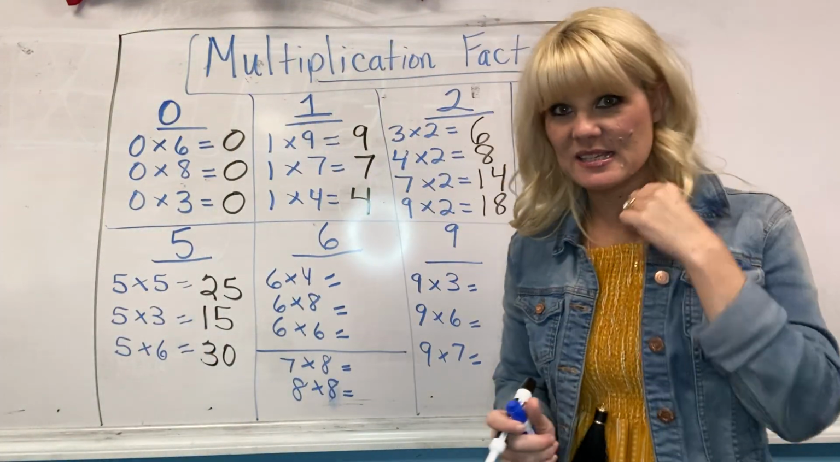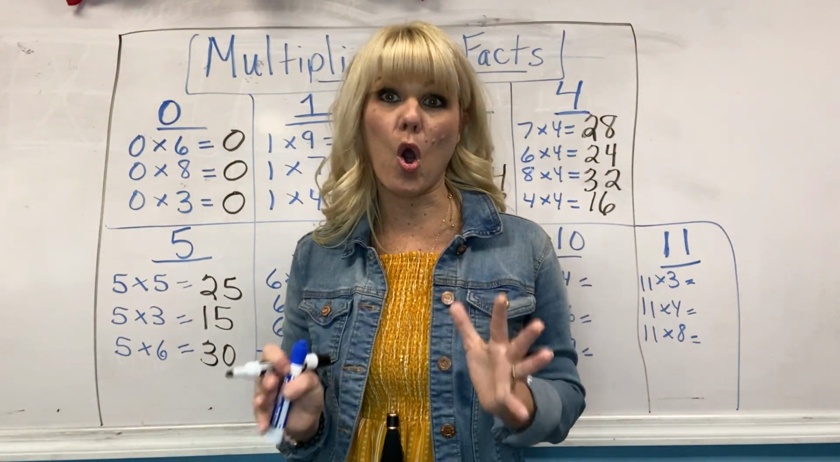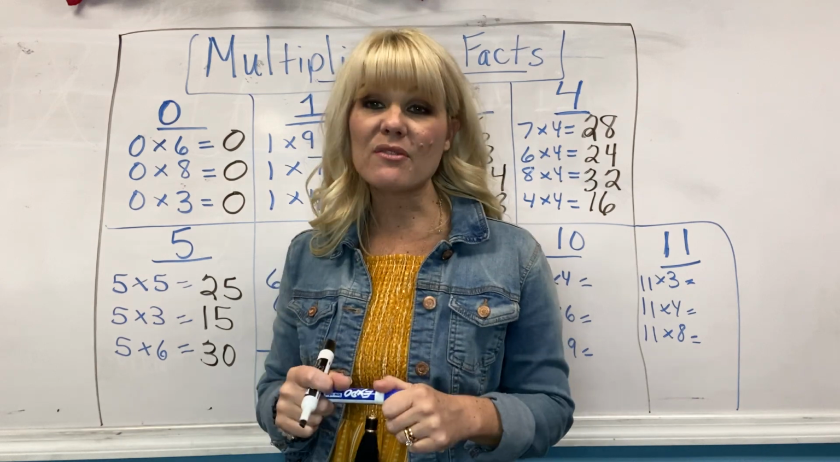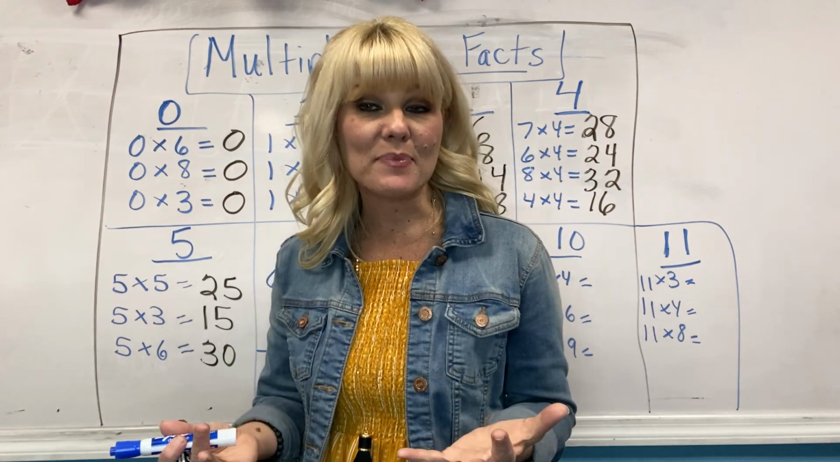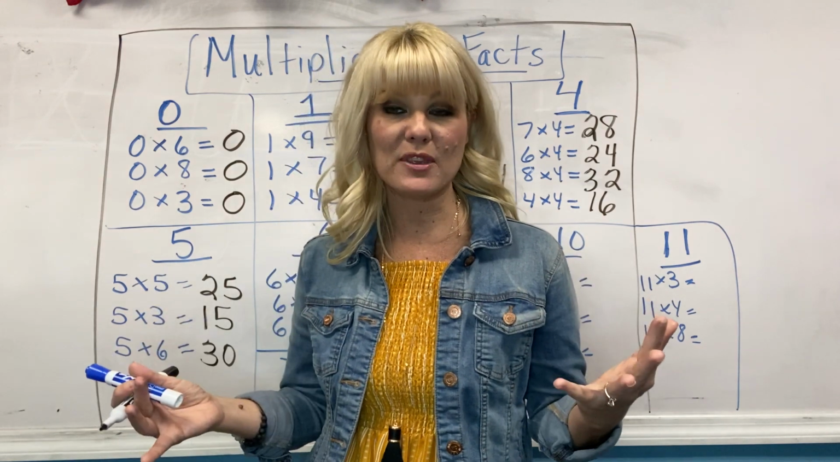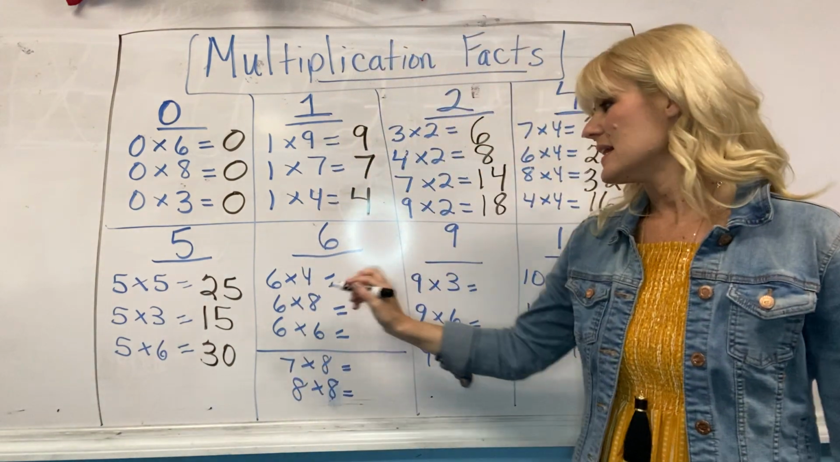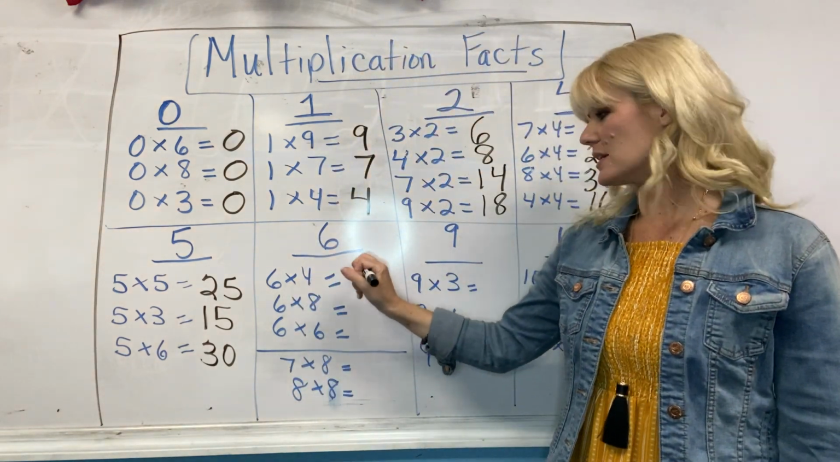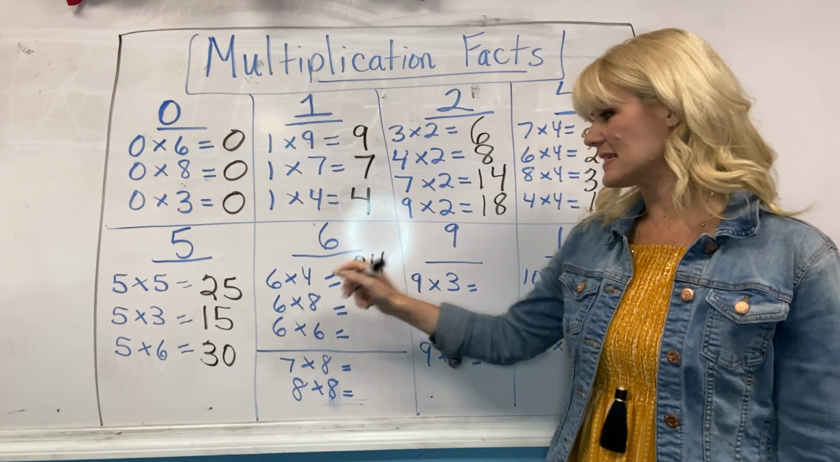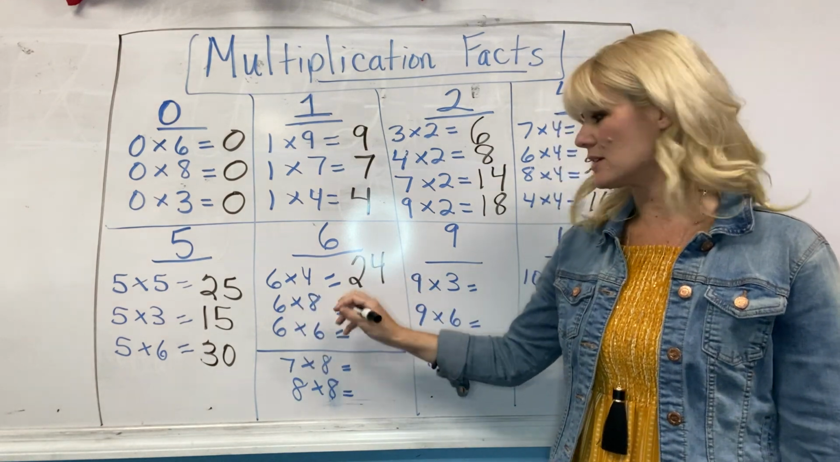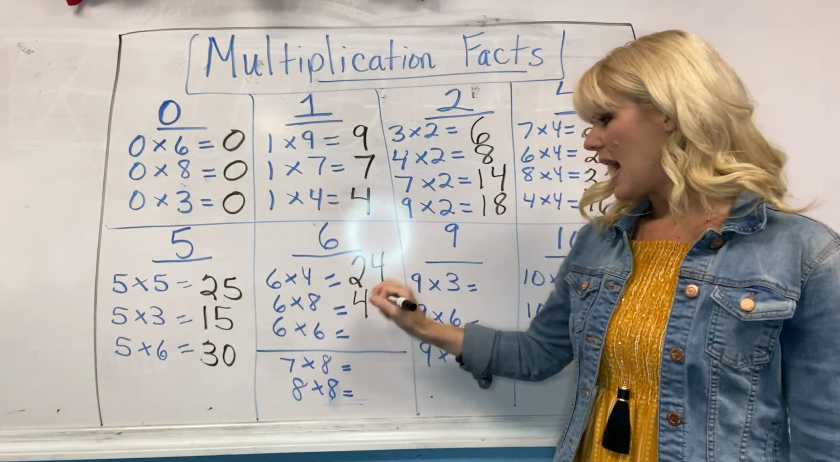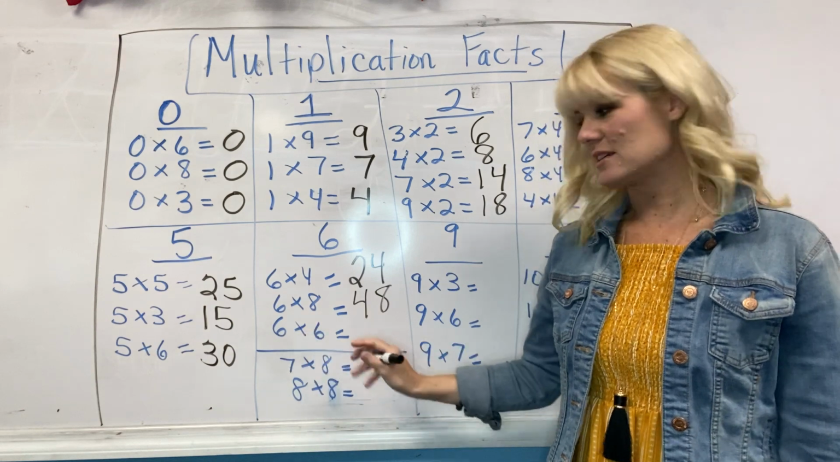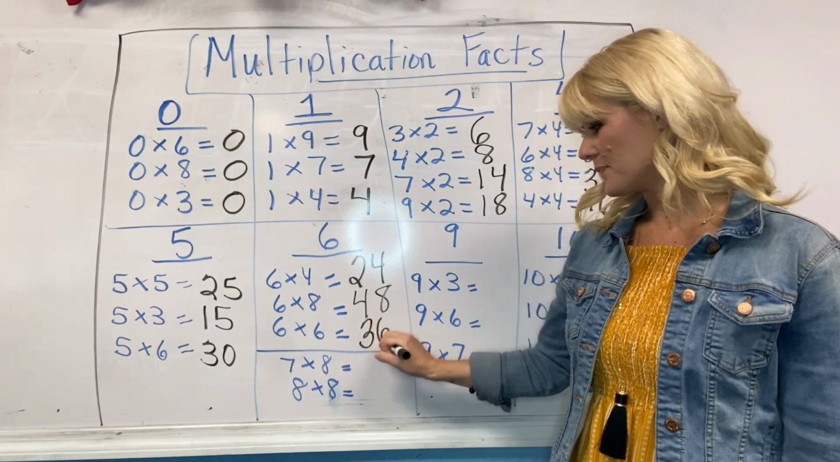Now we're on to the 6s. Now I will say there's not tricks for all of the 6s, but for a lot of the 6s, they rhyme. So it's a little catchy little rhyme that you can remember to do the 6s. 6 times 4 is 24, and 6 times 8 is 48, and 6 times 6 is 36.